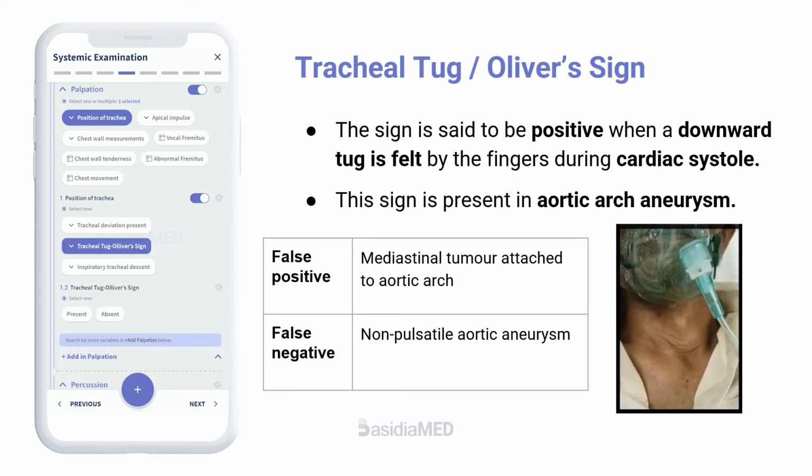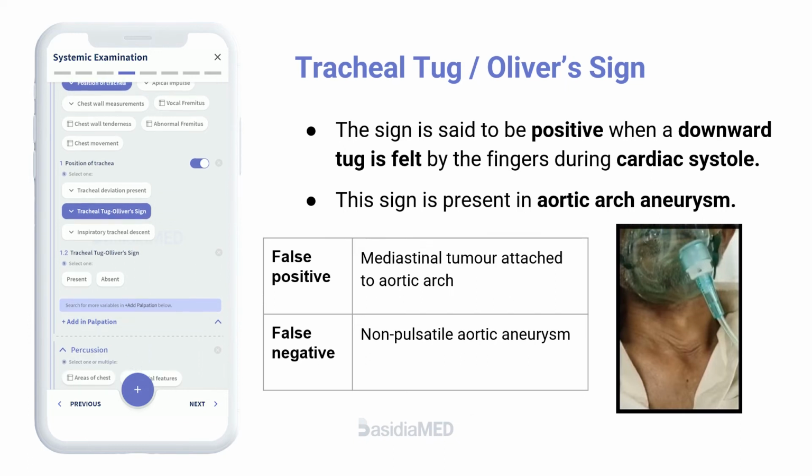Tracheal tug, Oliver's sign. This sign is elicited by standing behind the patient. The chin of the patient is raised, and the cricoid cartilage is held up on deglutition on either side with fingers of both hands. The sign is said to be positive when a downward tug is felt by the fingers during cardiac systole. This sign is present in aortic arch aneurysm.